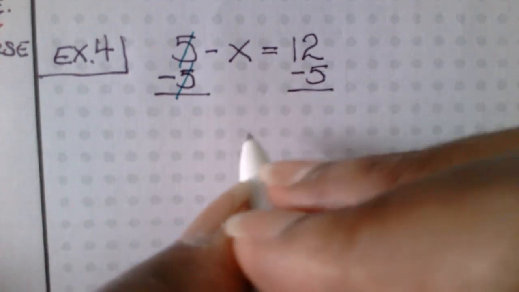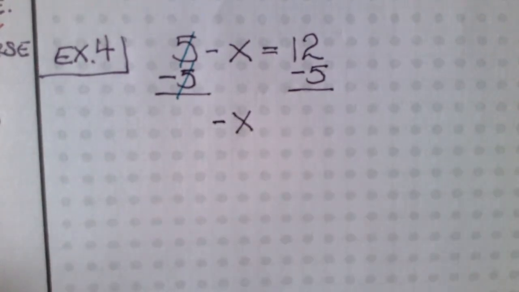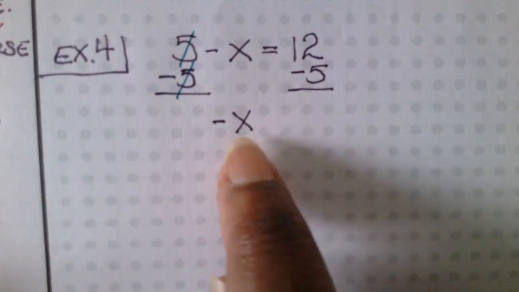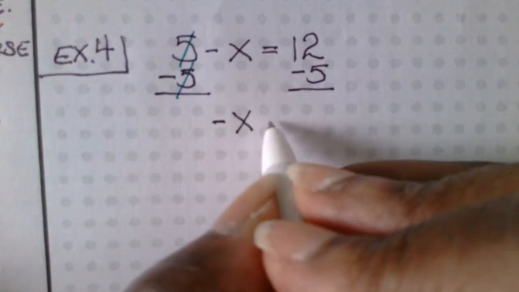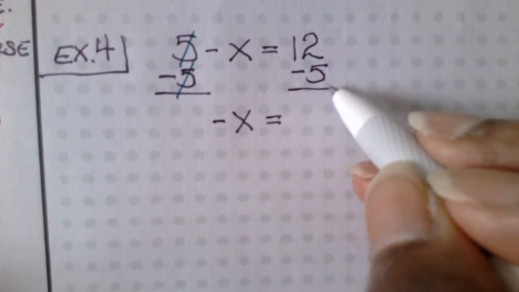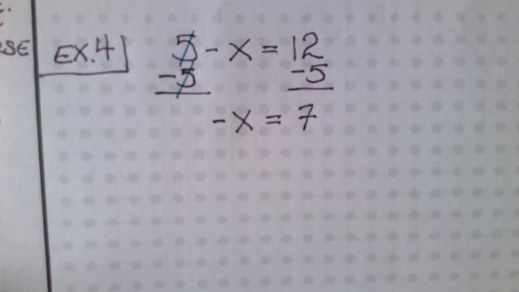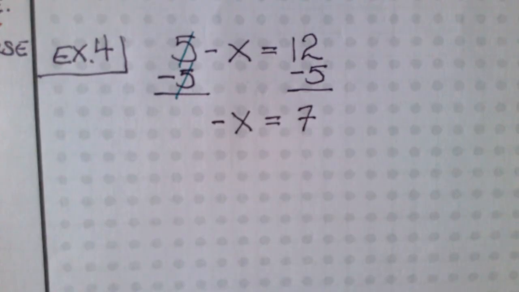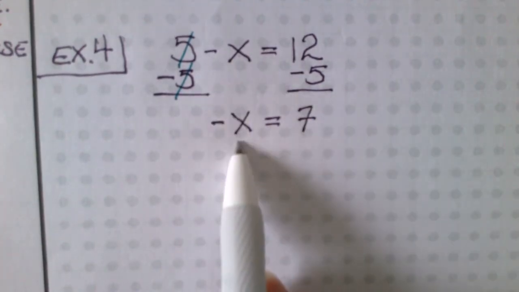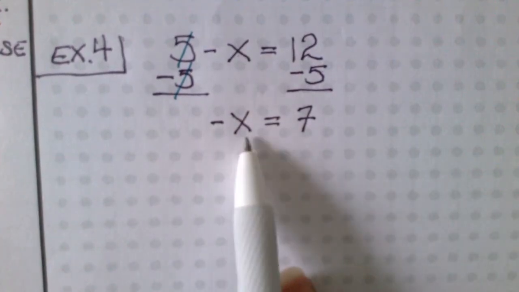When you bring down your x, you forget to bring down its negative. This is where a lot of people get screwed up. Because if you just brought down the x and subtracted 12 and the 5, you will get a positive 7. But there is a negative that's associated that needs to come down. So now we have a negative x, but we don't want to know what negative x is. We want to know what x is.